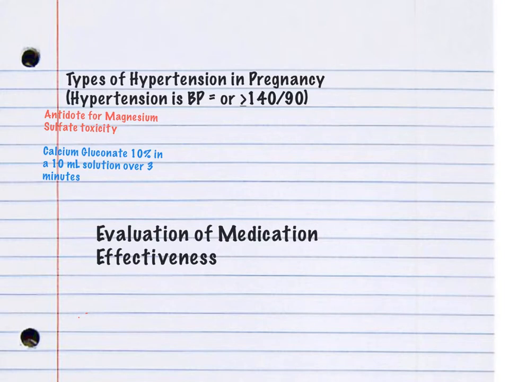Look at your mag levels. Obviously, if you've gone from a mag level of 10 or 11 and you're down now to 6.8, then it worked. And you're going to monitor your serum calcium levels. So that's your calcium gluconate.